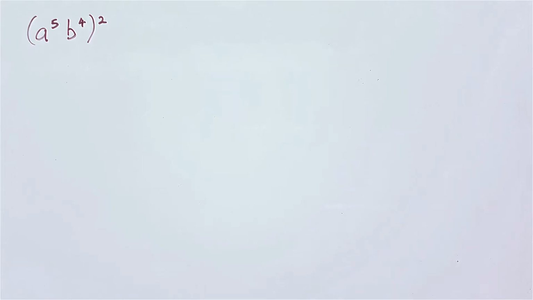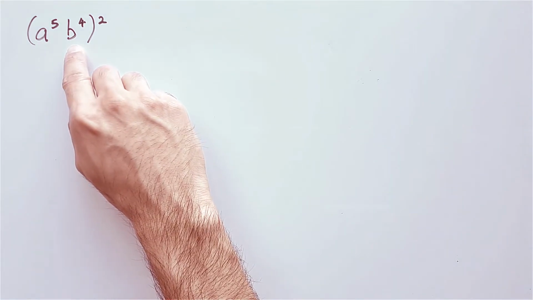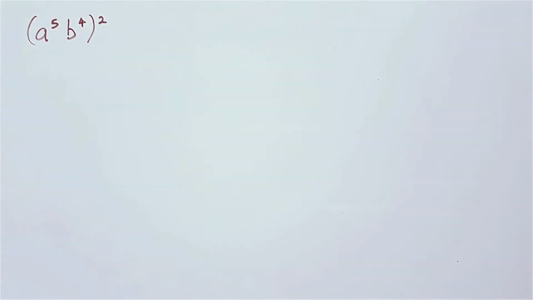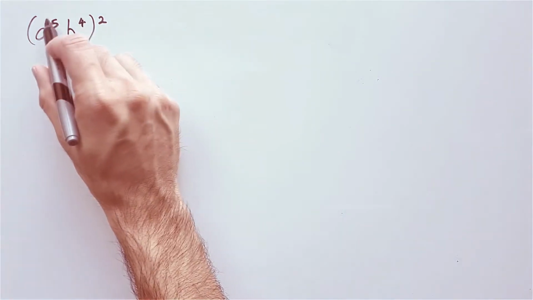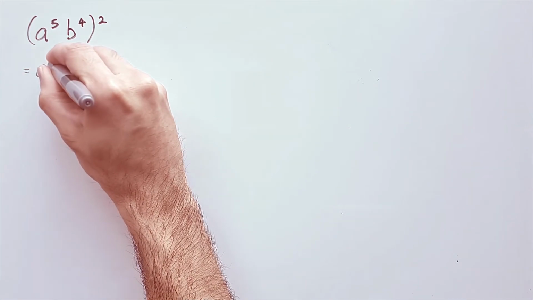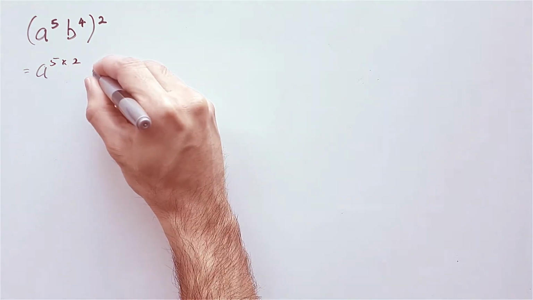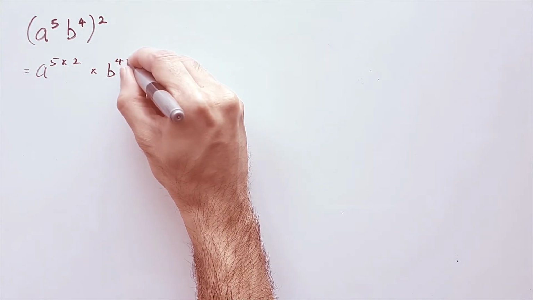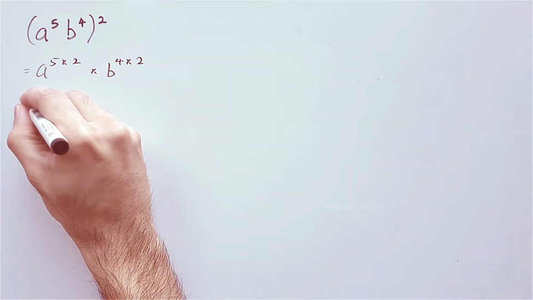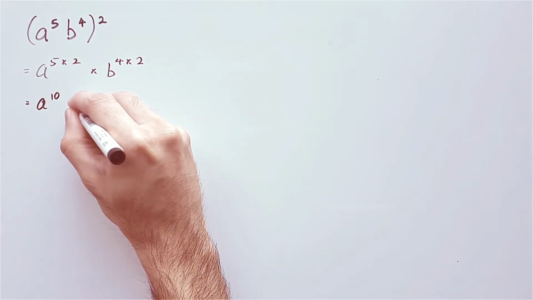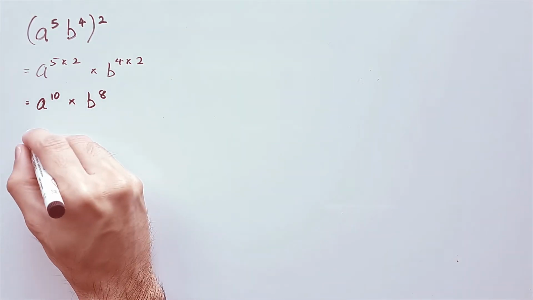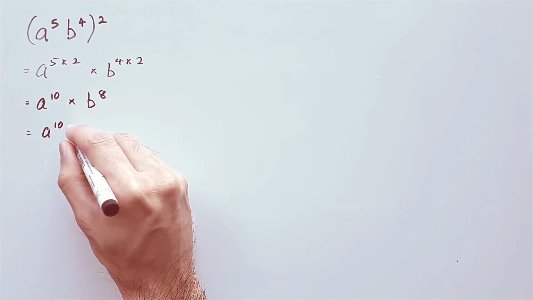For our first question, we can see that these two terms are multiplying each other, but they are inside this factored power of 2. So the first thing we need to do is take that 2 and multiply each of these powers according to one of the index laws. So this will become a to the power of 5 times 2 times b to the power of 4 times 2. From here, we basically just simplify and put it all together again. And so a will be to the power of 10 times b to the power of 8. And since they are multiplying each other, you can write the terms immediately next to each other.